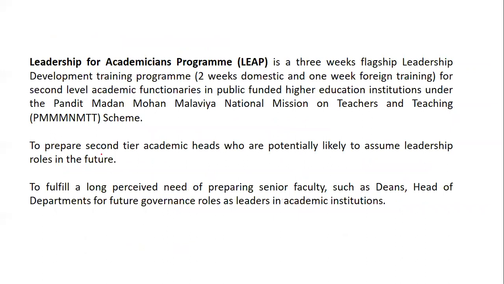Okay, then we have the Leadership for Academicians Program, LEAP. There was a question on this also. It is a flagship program for leadership training. This particular program works under the Pandit Madan Mohan Malaviya Mission, that is for teachers as well as quality improvement. It helps teachers take the role of leader, and this is especially for the deans and heads of the department, who are the future leaders for the educational sector.